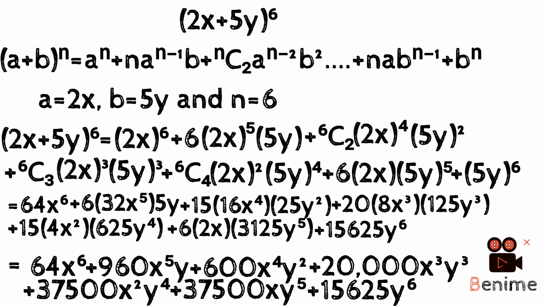So your answer is 64x to the power of 6 plus 960x to the power of 5y plus 600x to the power of 4y squared plus 20,000x to the power of 3y to the power of 3 plus 37,500x squared y to the power of 4 plus 37,500xy to the power of 5 plus 15,625y to the power of 6. That's the final answer there. Okay, but these values, maybe I made a mistake in multiplying these terms. So check it with your calculator, this multiplying, to check if anything is going to be wrong there.